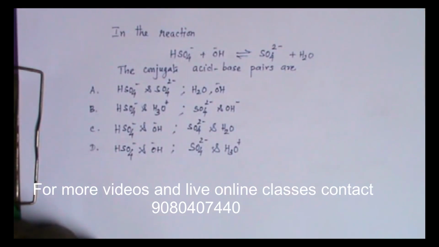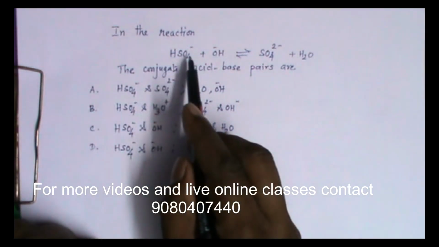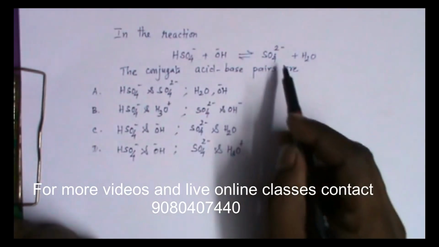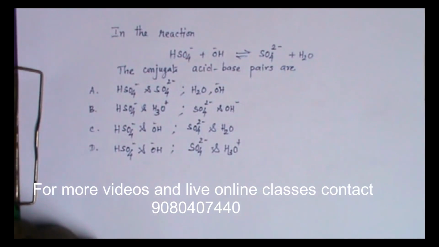In this video, we are going to solve a problem based on acid-base theory. In the reaction HSO4 minus plus OH minus gives SO4 2 minus and water, the conjugate acid-base pairs are? It is a very simple problem. If you have some idea about conjugate acid and base, you can solve this in no time.